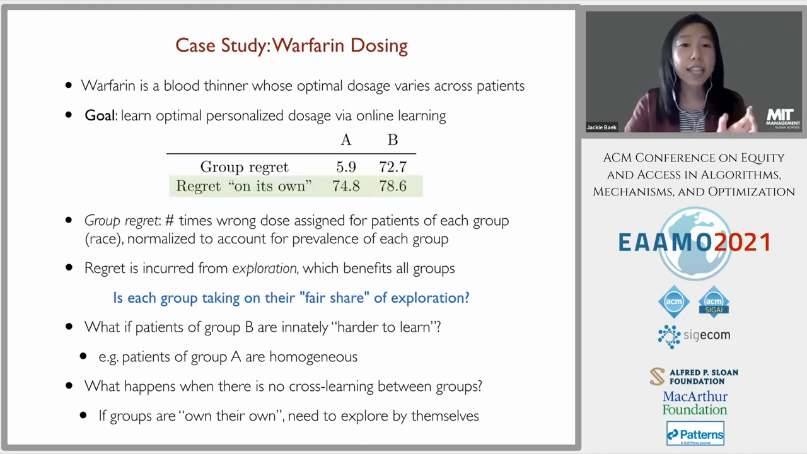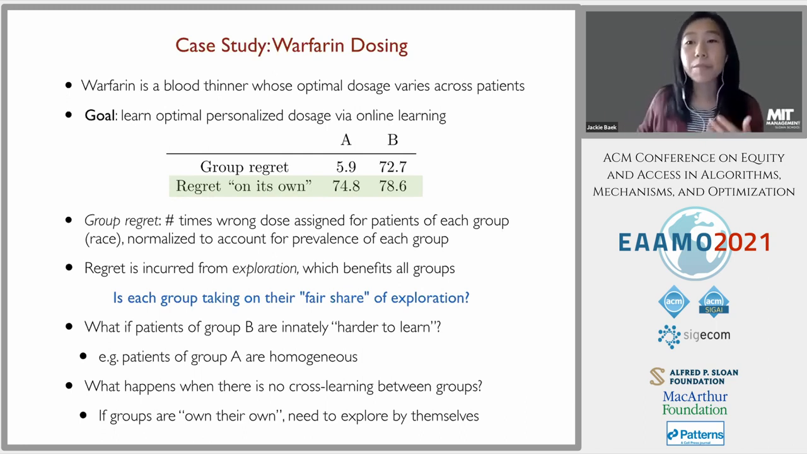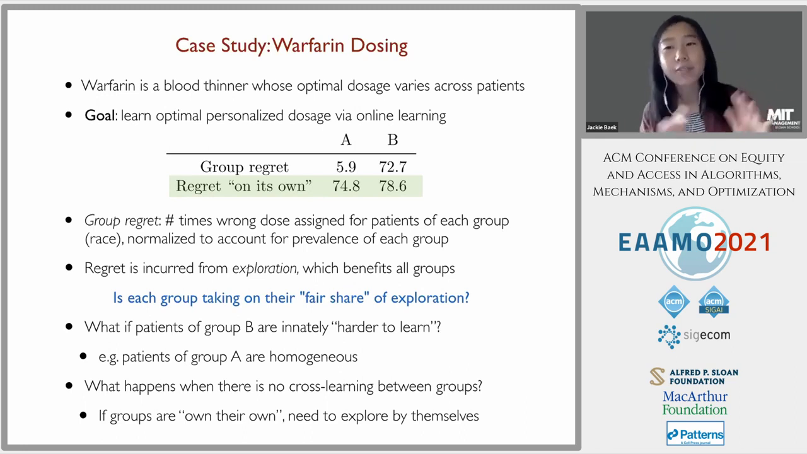We see that when the groups are on their own, the regrets incurred are 74 and 78 respectively for the two groups. These numbers are very similar, which means that it's not the case that group B is innately much harder to learn than group A. But when the groups are together, group B ends up taking more of the exploration, and group A benefits a lot from group B, and group B benefits slightly from group A.